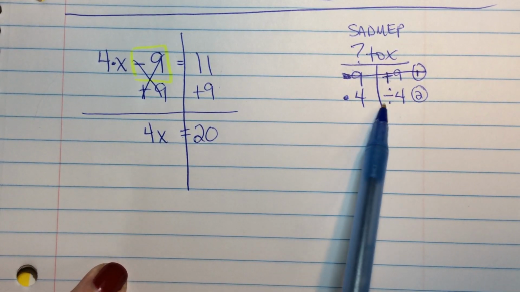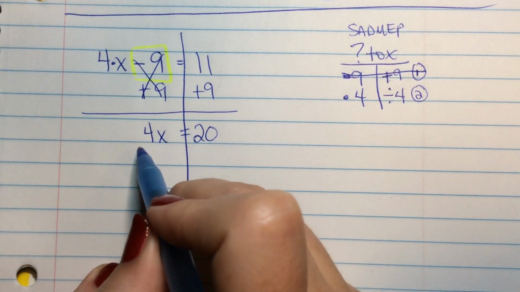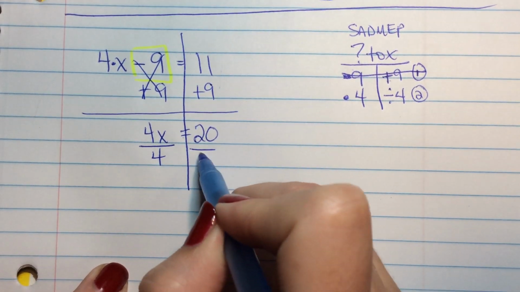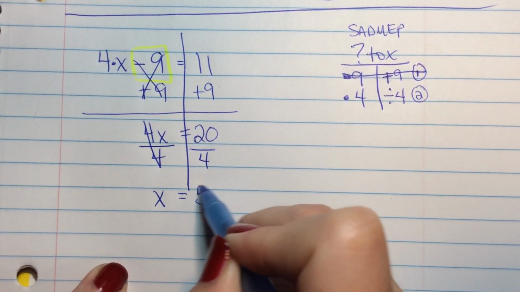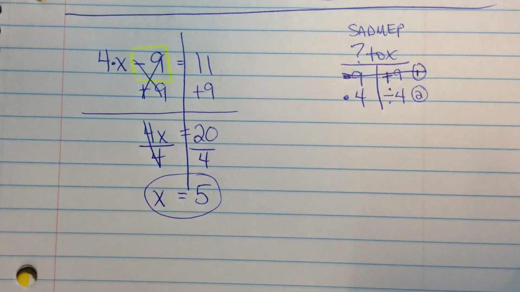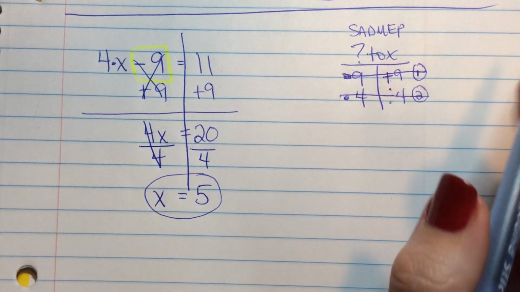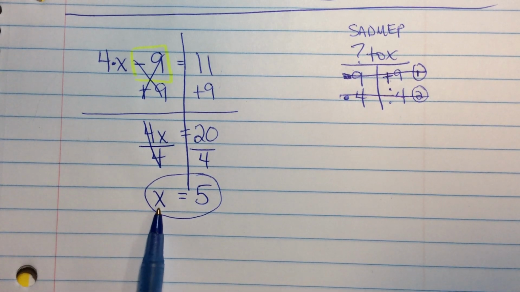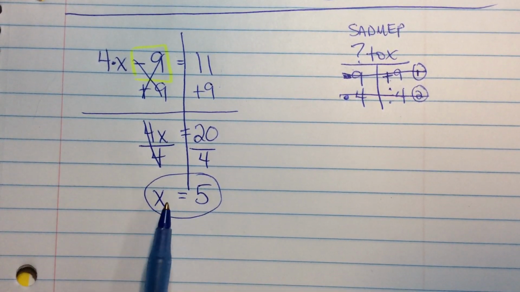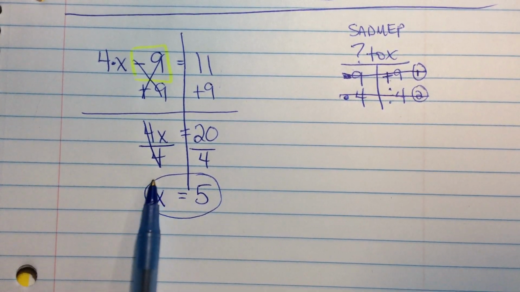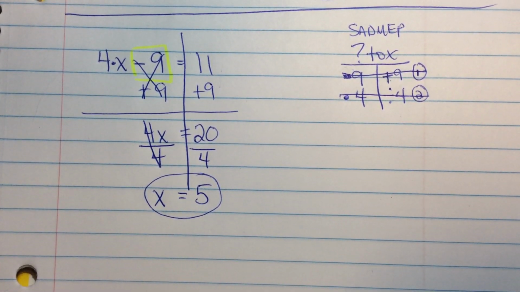And all we have to do now is divide by 4 on both sides. So these 4's will cancel, and we'll get that x equals 5. Now we're done with the second step. And now it looks like what we want. We want x on one side and the numbers on the other. So x is all by itself, so we know we're done. Let's try another one.